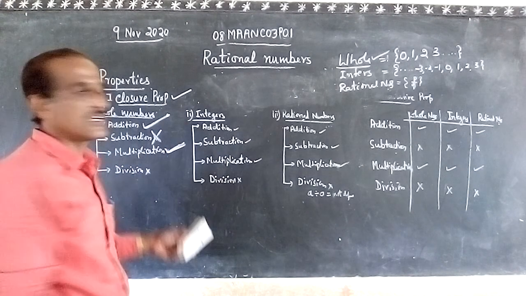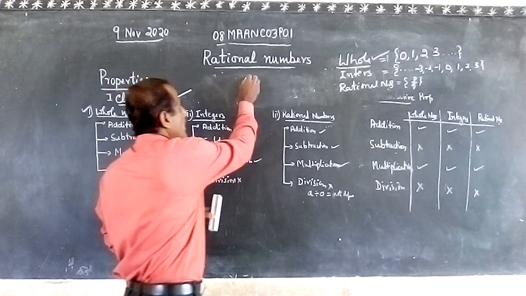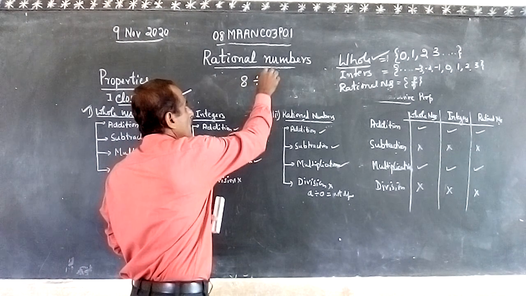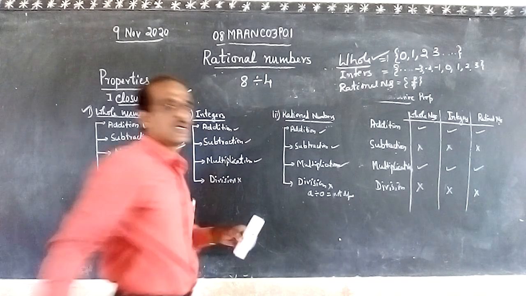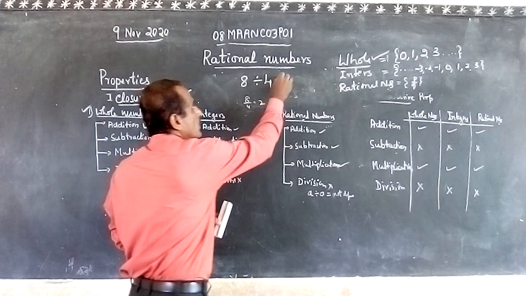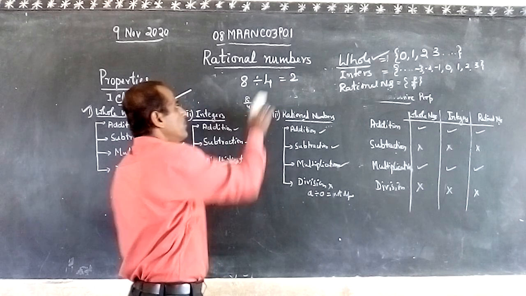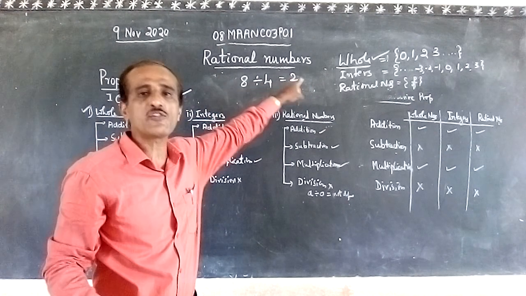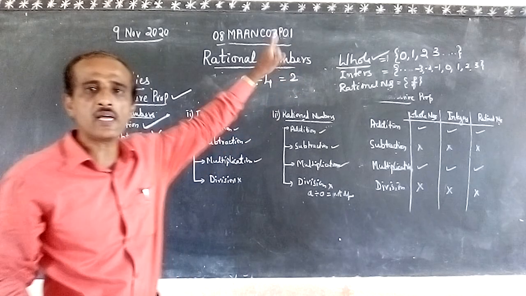Now let us check for division. I will take two whole numbers, say 8 divided by 4. What is the answer? 8 divided by 4 is equal to 2. Here 8 is a whole number, 4 is a whole number, and 2 is also a whole number. Okay. Here it is possible.